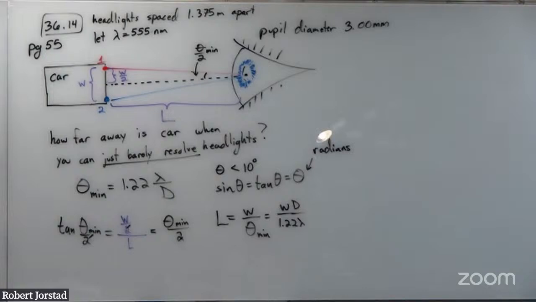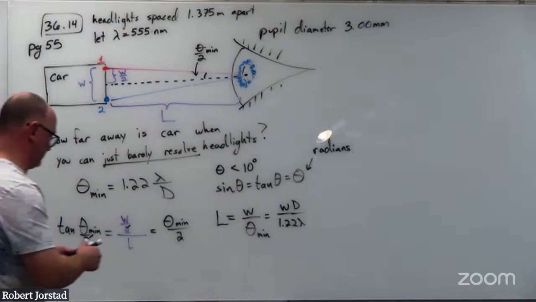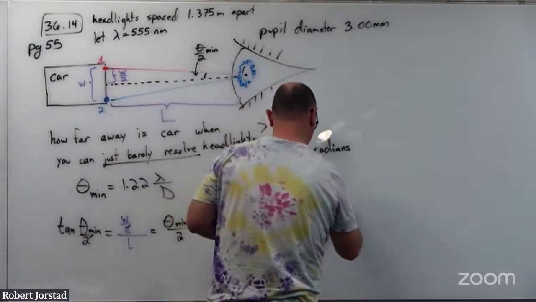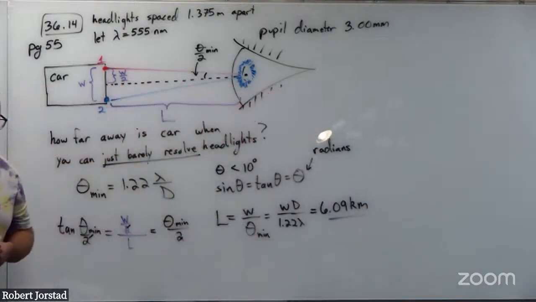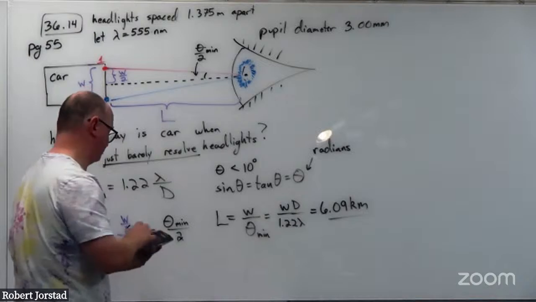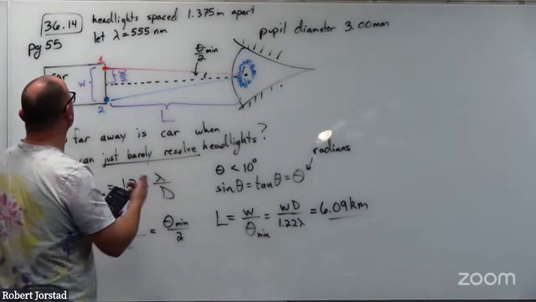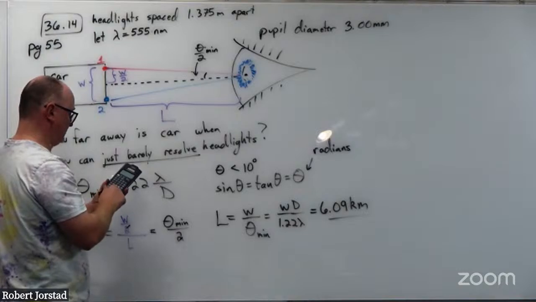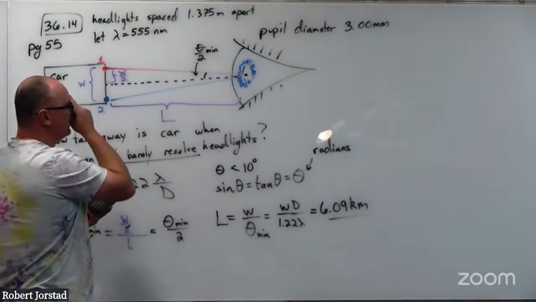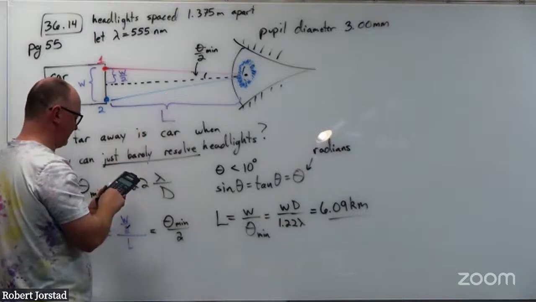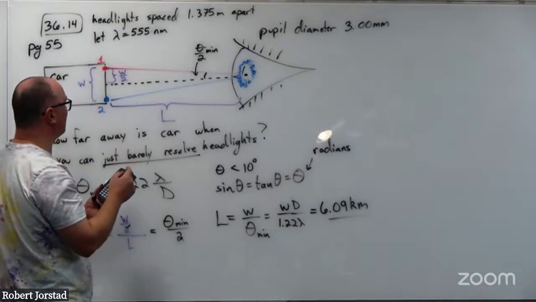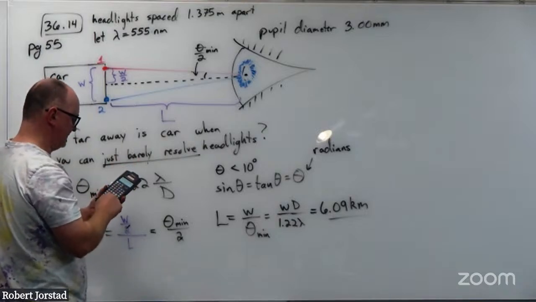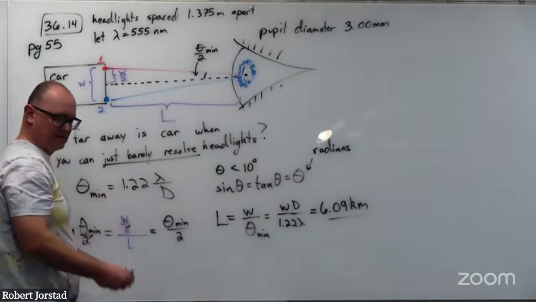Which problem was this one? I got 6.09 kilometers. So you can double check that. See if you get that. Maybe I'll do it right now just in case. All right, W. What was W? That was the width. 1.375 times the diameter, well, that's the pupil, that's 3 E negative 3, then divide by 1.22 and divide by lambda, 555 E negative 9. I got that same result.